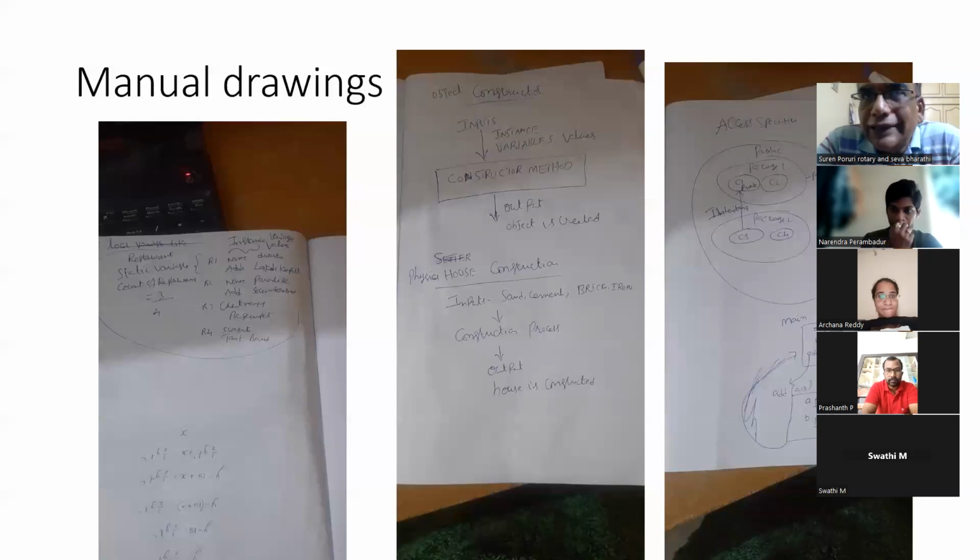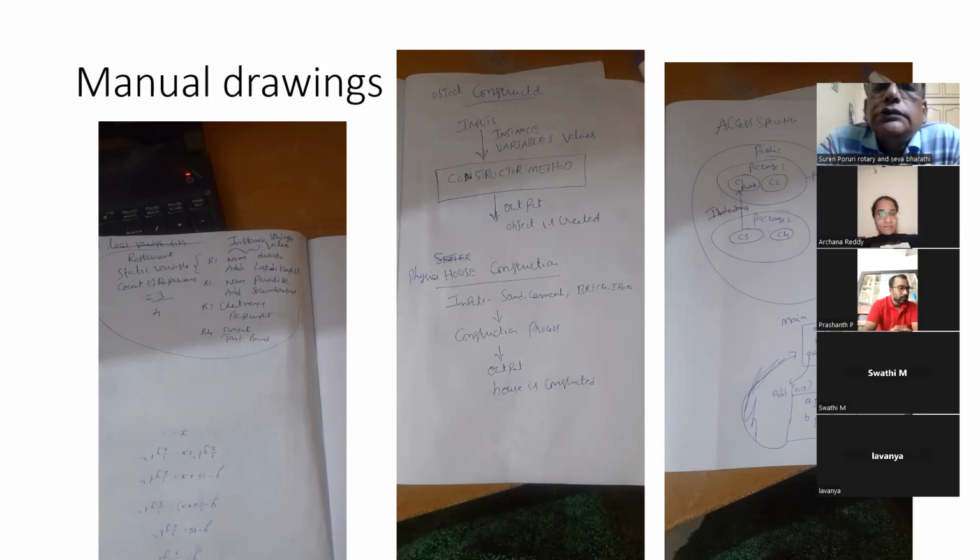The instance variables are declared where? In the class. Yes, sir. So for constructing an object, what is the input we have to pass? We have to pass the values. The values of the instance variables are the input. And what is the output? The information object is created.